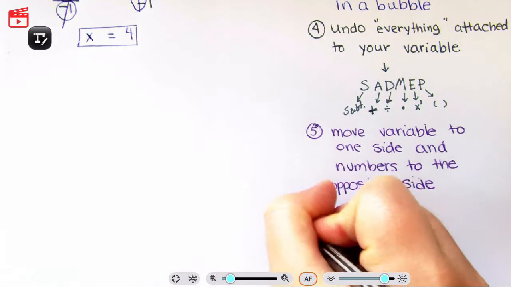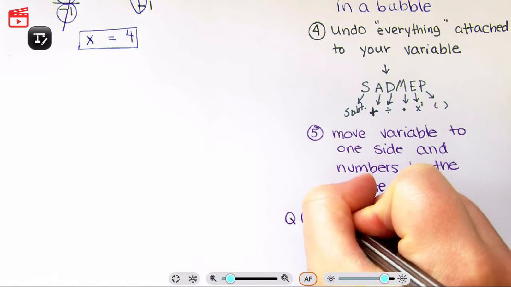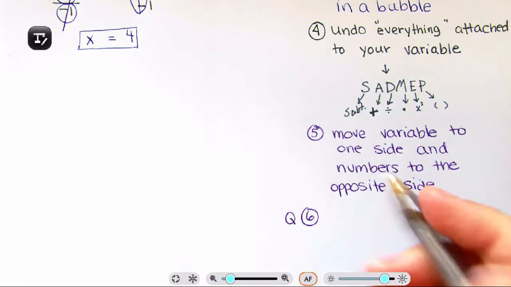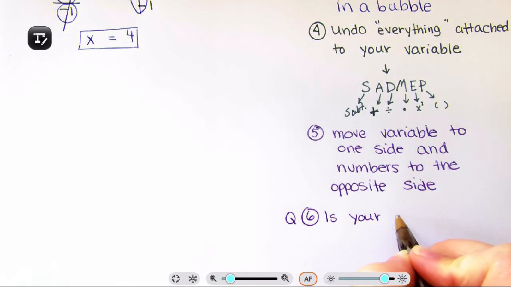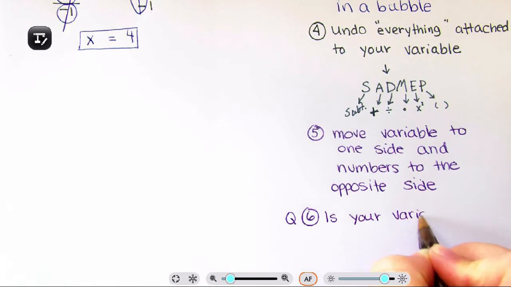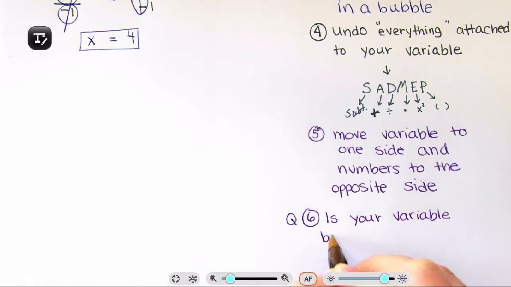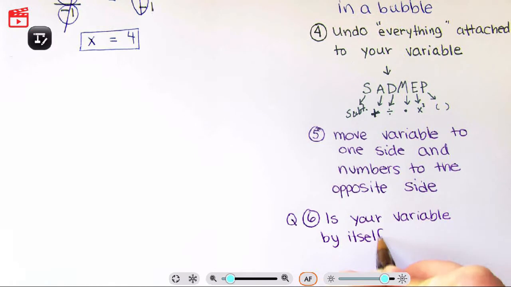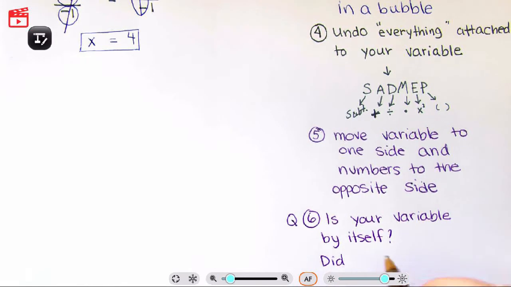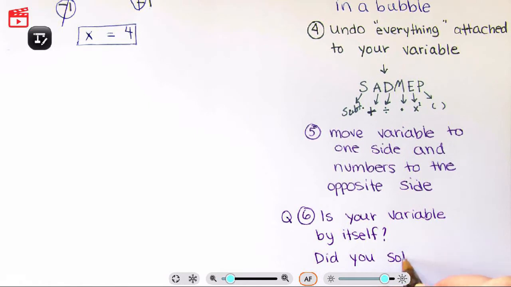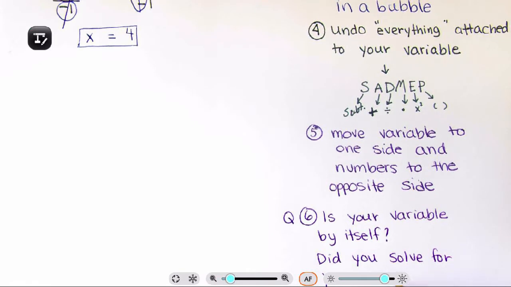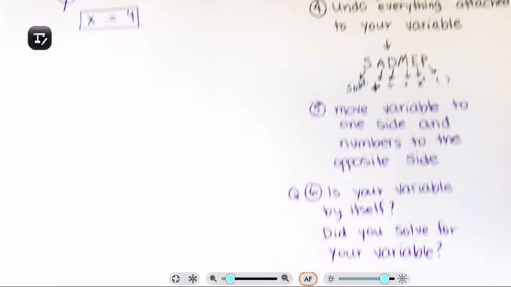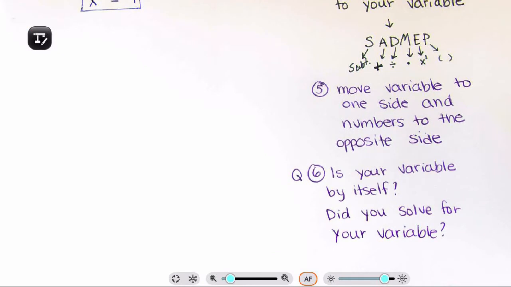Step number 6 is going to be your question. Did you meet your objective? Is your x, is your variable, let's say that, by itself? Did you solve for your variable? And this question just basically asks you, hey, did you do what the question asks you? And are you actually done?